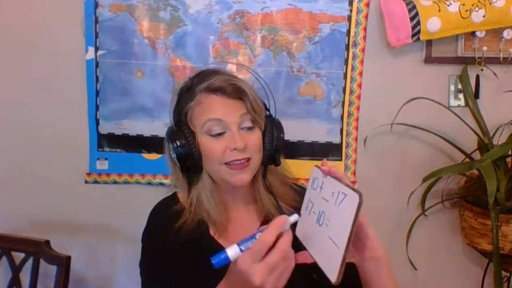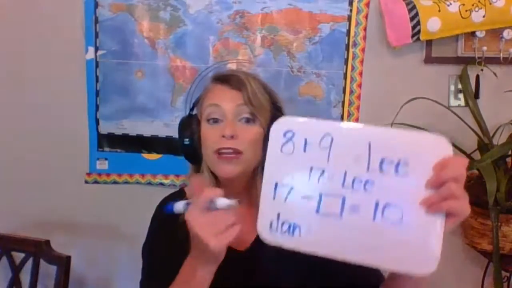So you can ask yourself a couple of things. You can ask yourself 10 plus what is 17? You could ask yourself, 17 minus 10 is what? Those are the fact families we talked about. In either of these answers, it would be 7. So we know that 17 minus 7 is 10. So Jan took 7 blocks.